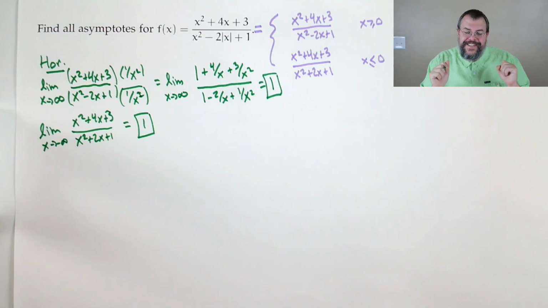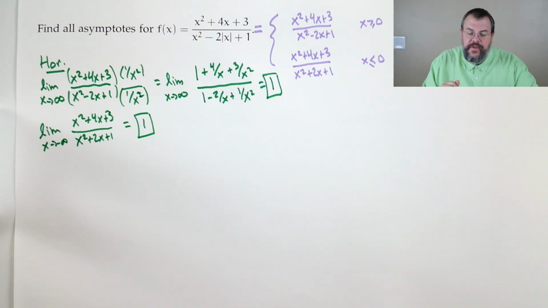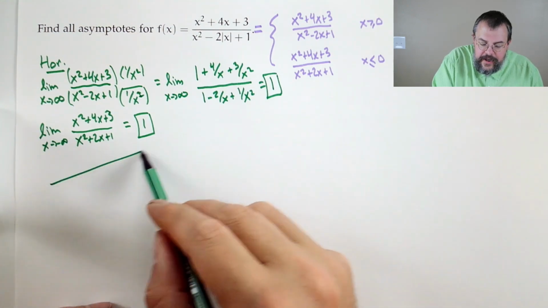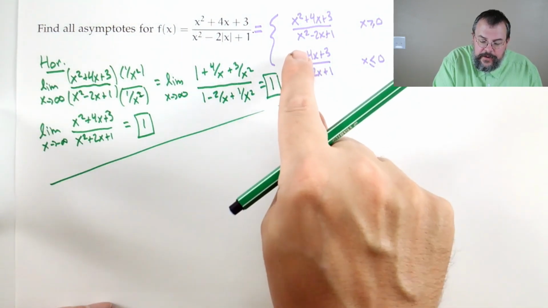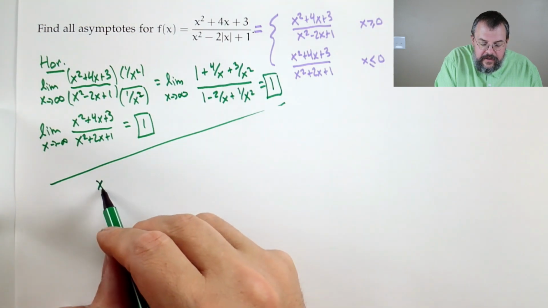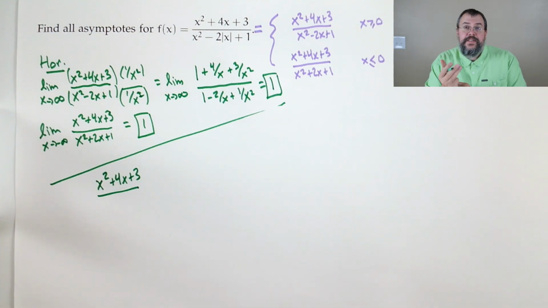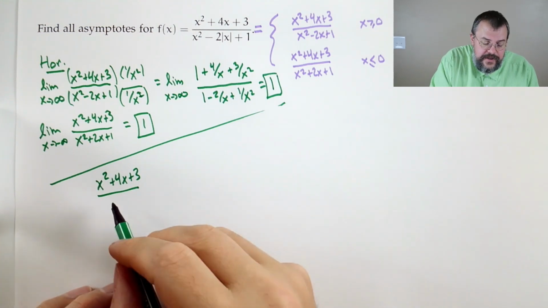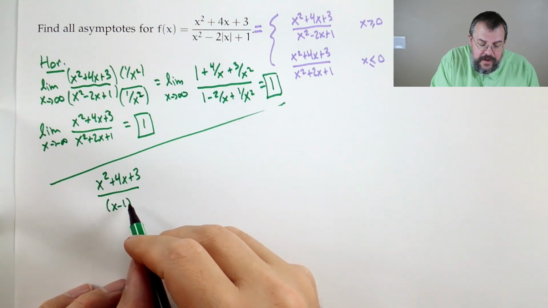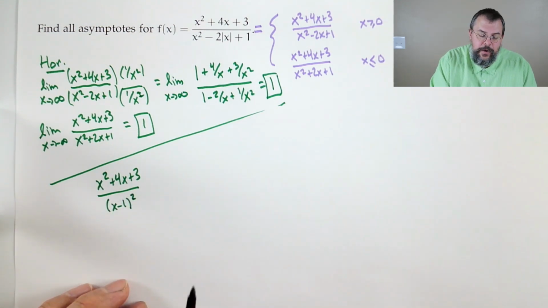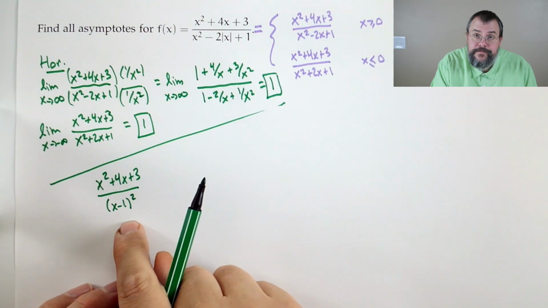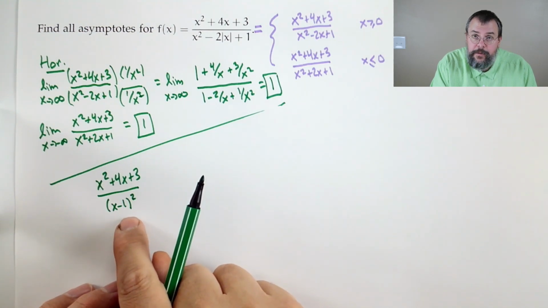Vertical. All right. Cool. So let's think about where could the vertical asymptotes be. So we've got to look here. Let's start with the first case. Now, we have x squared plus 4x plus 3 over x squared minus 2x plus 1. What's another way to write x squared minus 2x plus 1? Well, it's a perfect square, so it can become x minus 1 squared. When does this equal 0? Well, it equals 0 at 1.